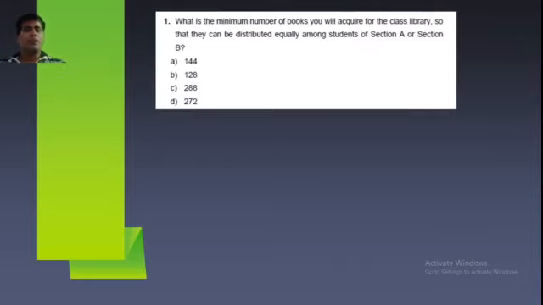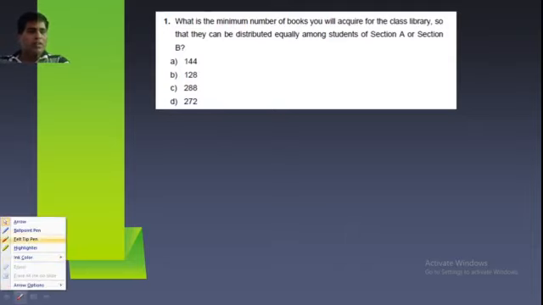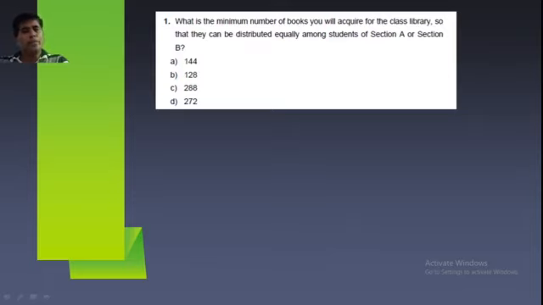What is the minimum number of books you will acquire for the class library so that they can be distributed equally among section A and section B? Some keywords are there here. This will really help us to do that problem. So minimum number indicates indirectly that it is LCM. We have to find the LCM of the two numbers.